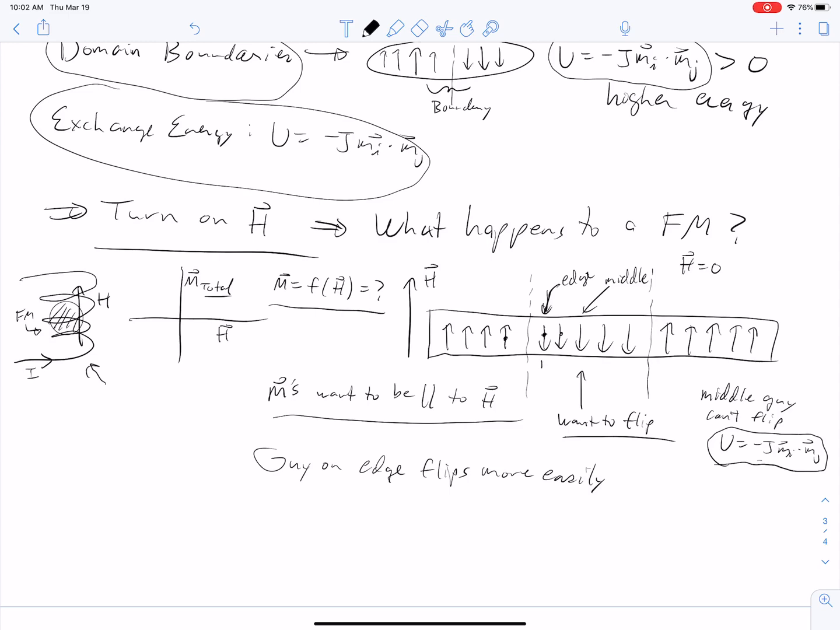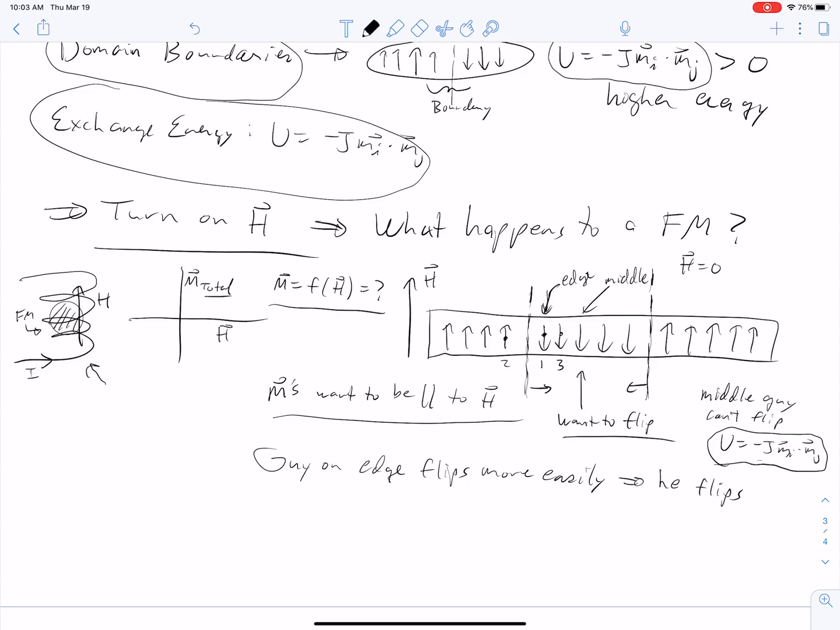So if I call these guys 1, 2, and 3, then if number 1 flips, that will increase the energy between 1 and 3, but reduce the energy between 1 and 2. So he flips more easily. The bottom line is that the guys at the edge flip. And you can see that if he flips, then it's going to cause this domain boundary to move inwards. And this domain boundary is going to move inwards. You can see, because these guys at the edge flip.